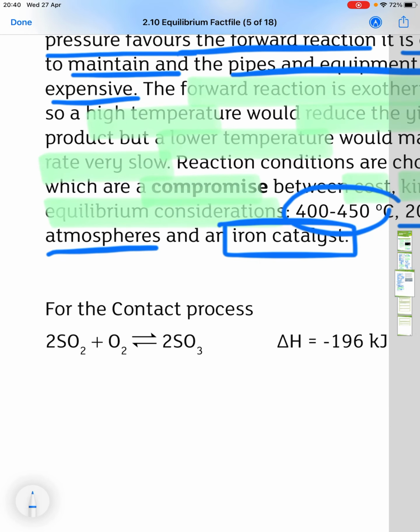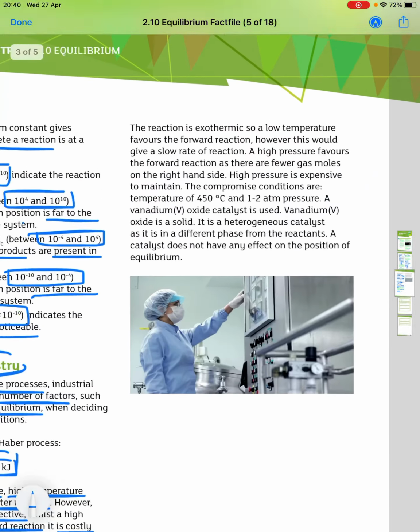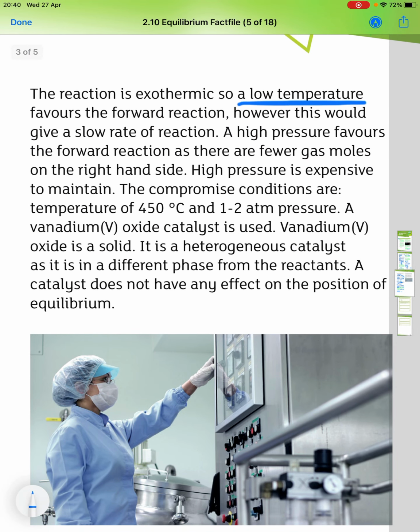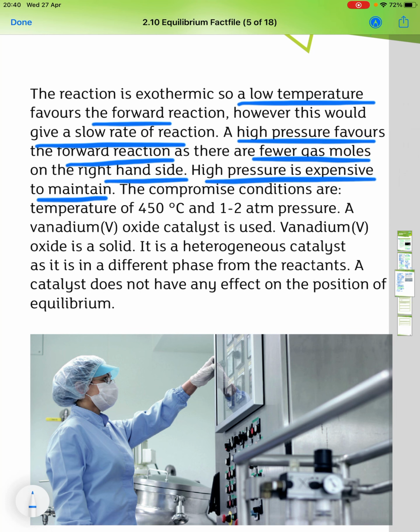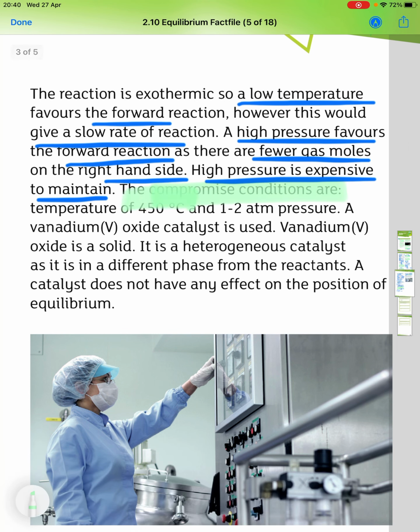Then for the contact process, where we're looking at this reaction of sulfur dioxide and oxygen giving us sulfur trioxide, again, it's an exothermic reaction. So a low temperature favours the forward reaction. However, this would give a slow rate of reaction. High pressure favours the forward reaction as there are fewer gas molecules on the right hand side, and high pressure is expensive to maintain. So in this case, the compromise conditions are a temperature of 450 degrees and 1 to 2 atmospheres of pressure, and a vanadium oxide catalyst is used.